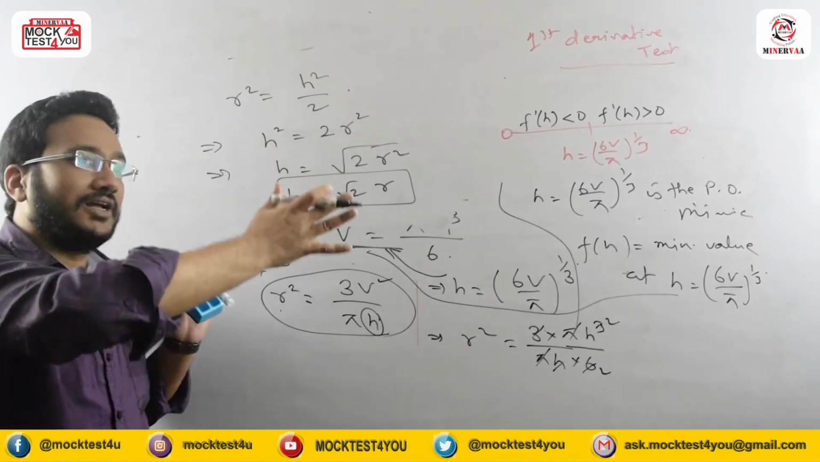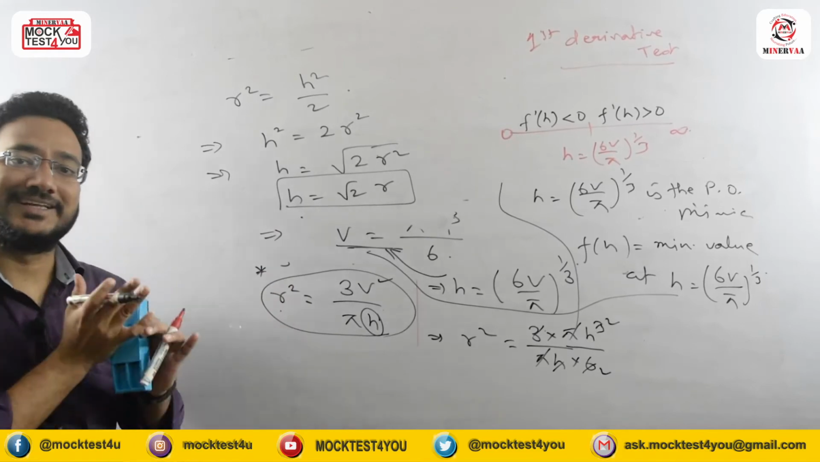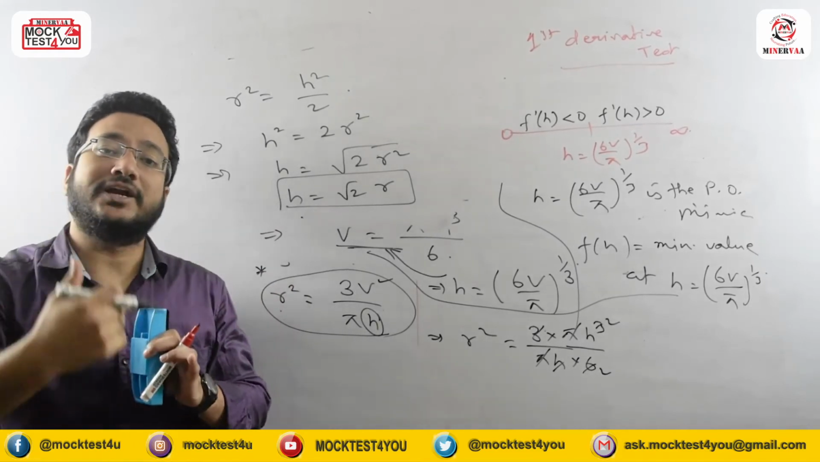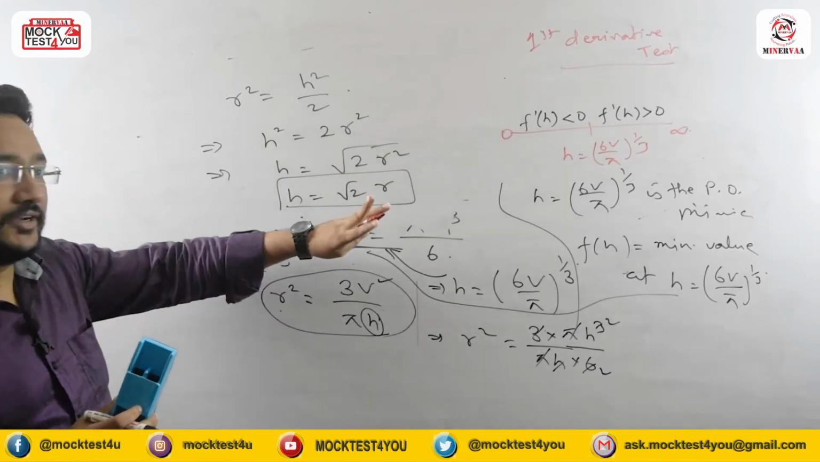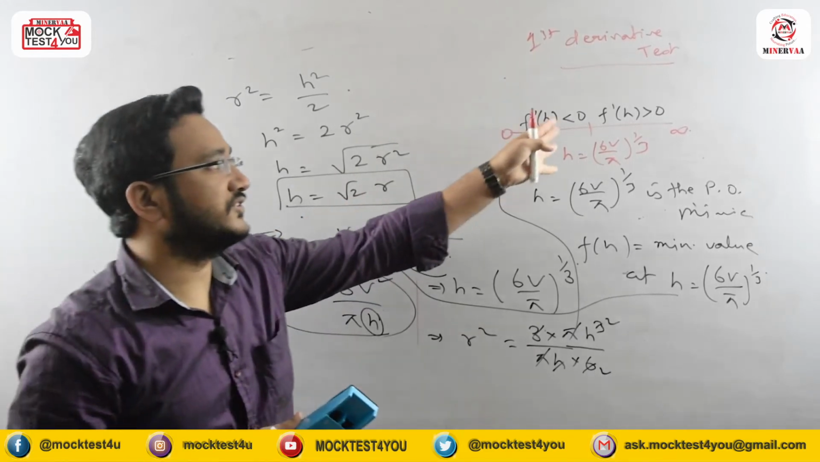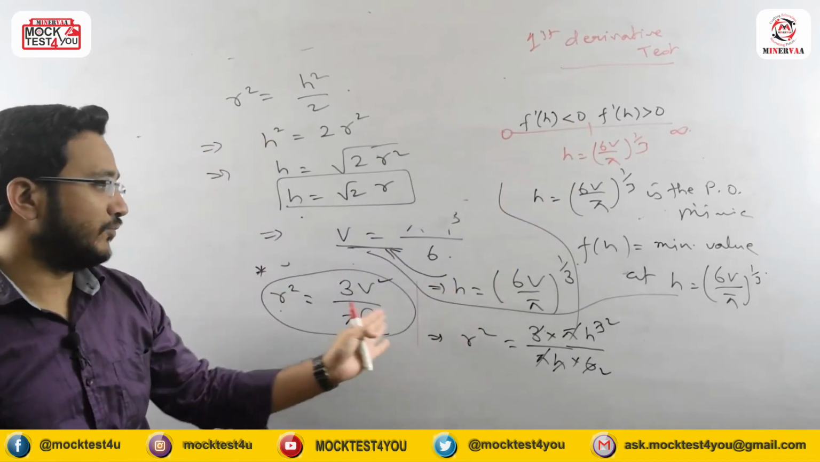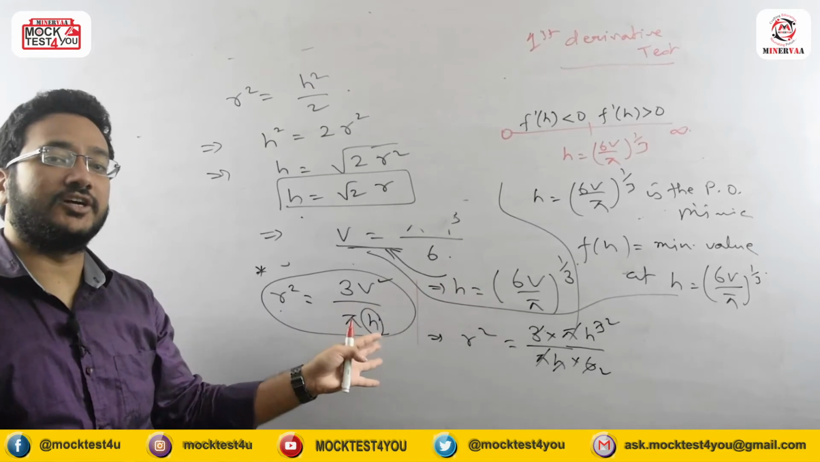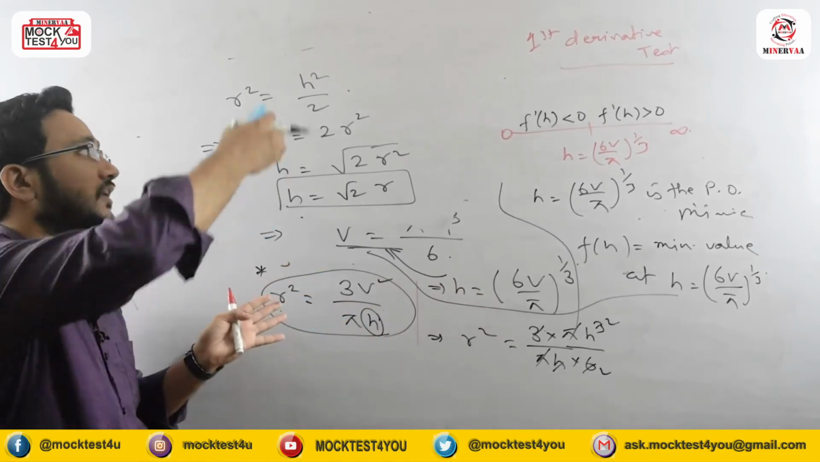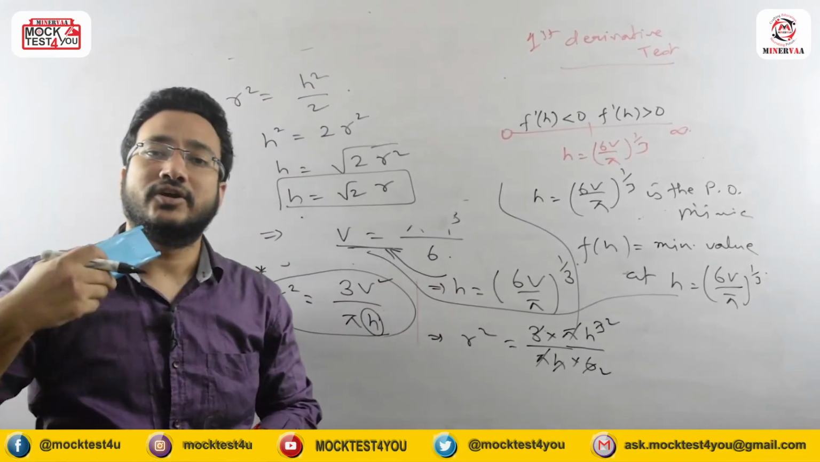See, this whole process takes less time than we did before. We are taking less time now because we have used this trick first: instead of putting the value of h here, we are putting the value of v, and we are getting the answer in very short time.